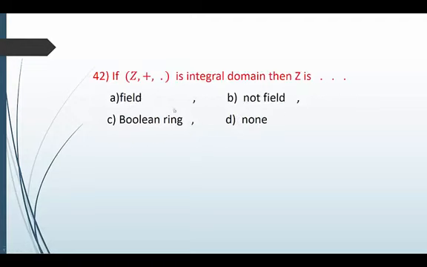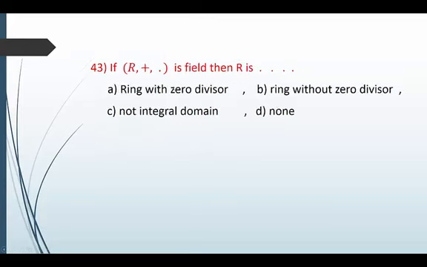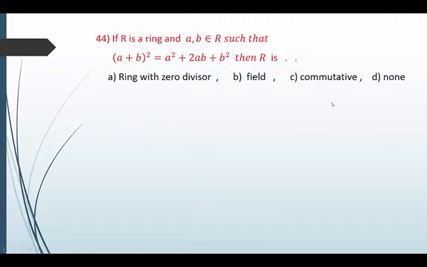42. If Z plus dot is an integral domain, then Z is not a field. If R plus dot is a field, then R is a ring without zero divisor. This is a field, then R is a ring without zero divisor.